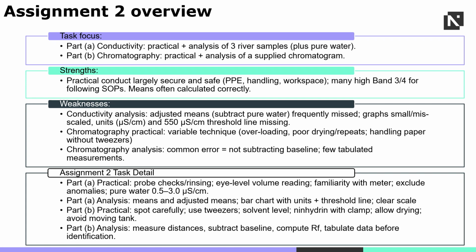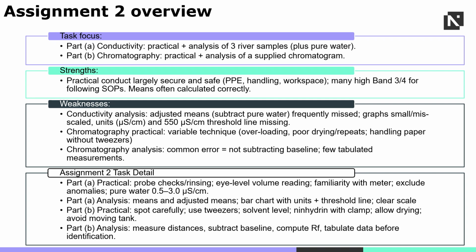So let's look at this assignment in a little bit more detail and what we're looking for. Here's the standard we want to see. For part A, practical: narrate checks, probe rinsed, reading stabilised, air bubbles expelled, and read volumes at eye level. Analysis: a table with mean and adjusted means, a clear bar chart with units and threshold line, and at least a two sentence interpretation. For part B, for the practical component, we're looking at light, consistent spotting, tweezers, correct solvent level, dry properly, avoid tank movement.